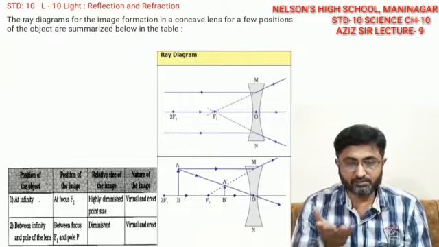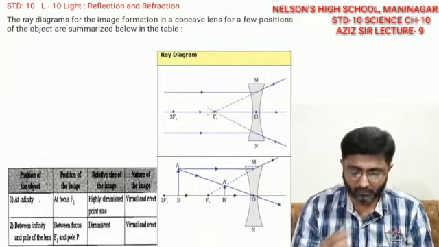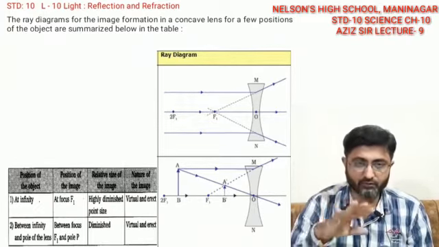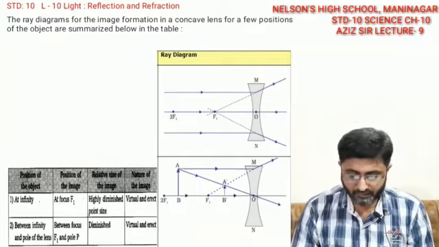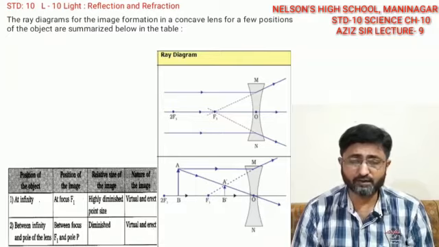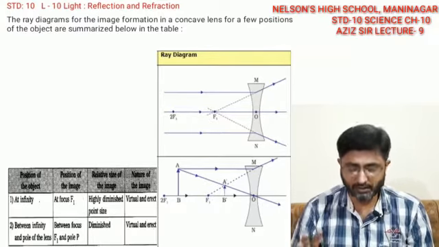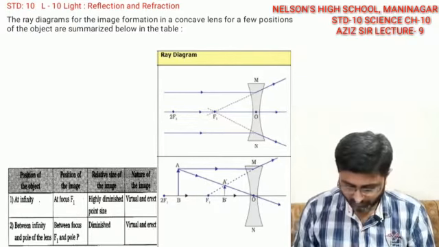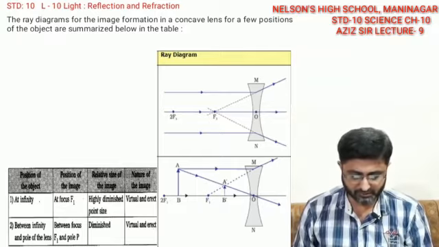you will get an image here also. So the object is between infinity and pole, the image is obtained between focus point and pole. Fine. And the size of the image will be diminished, virtual and erect. This is how you will get an image from the concave lens.